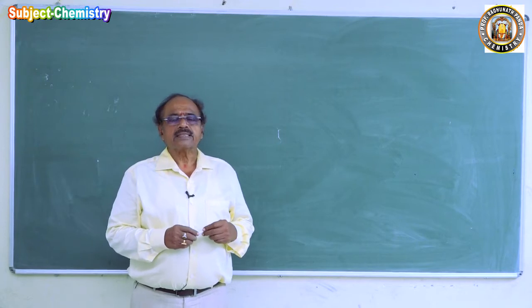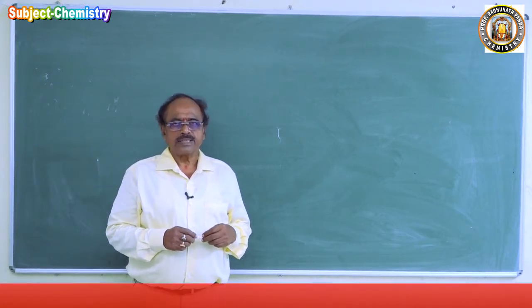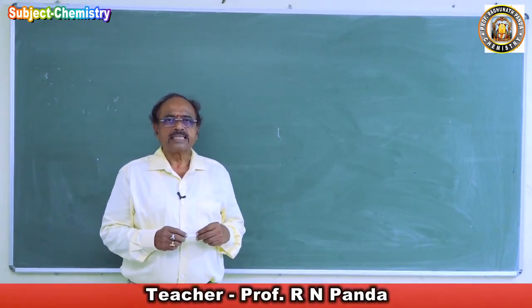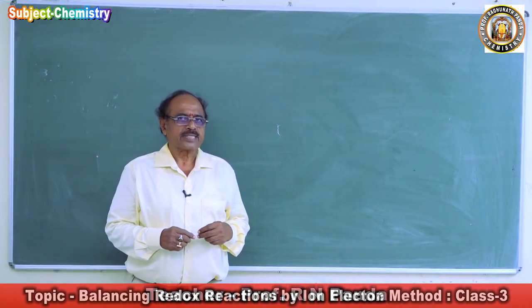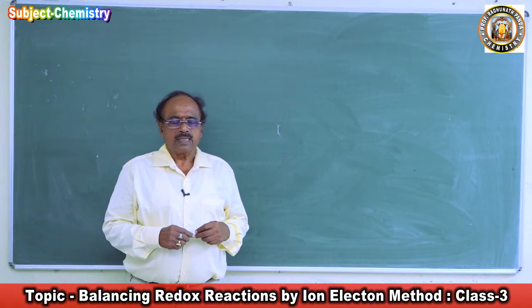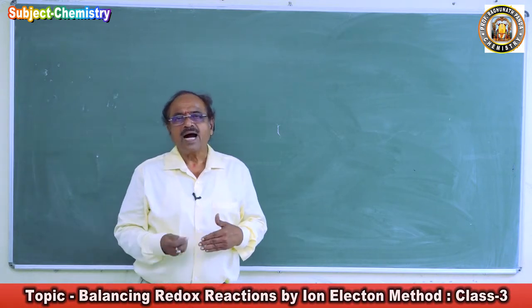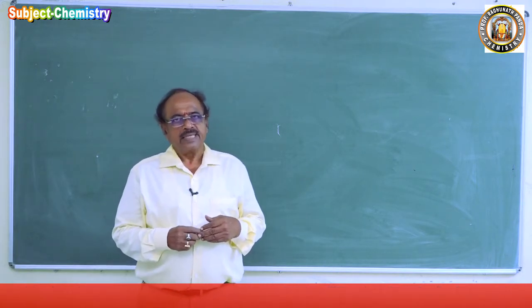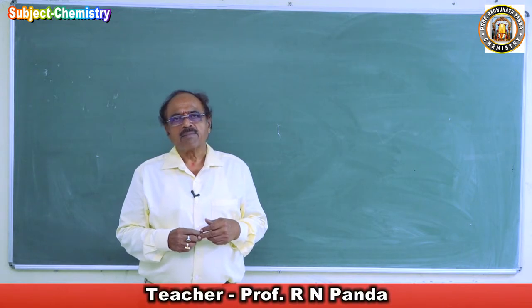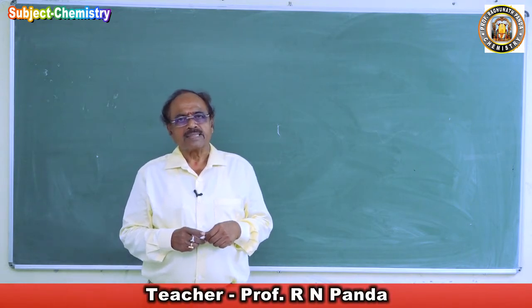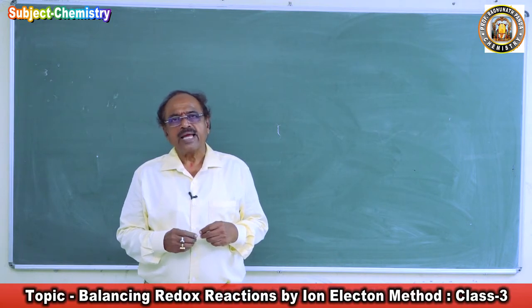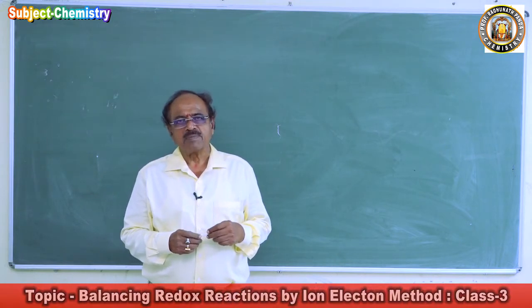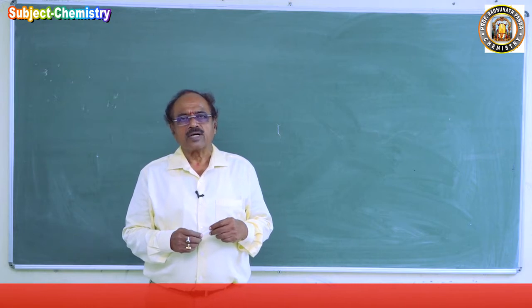We have discussed oxidation, reduction, oxidizing agent, reducing agent, oxidation number and redox process. We were discussing how to balance a redox reaction by the ion electron method. Those reactions in which oxidation and reduction take place simultaneously are called redox processes.